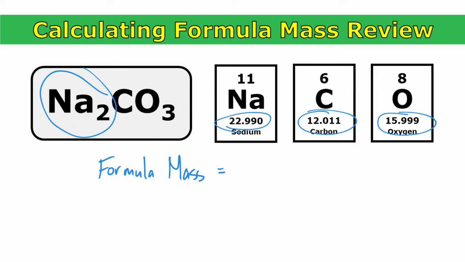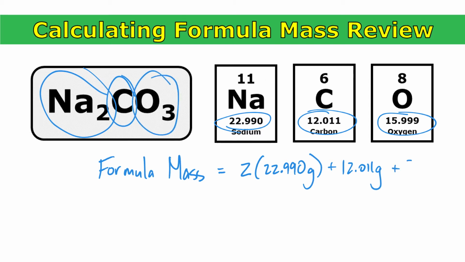So here I can see that there are 2 sodium, so I just need to multiply 2 times the atomic mass of sodium, and I'll add the atomic mass of carbon. There's only 1 carbon in this formula, so I only need to add 1 of the atomic mass of carbon. I have 3 oxygen though, so I'll add 3 times 15.999, and it really is that easy. So you just put all that in your calculator, and I find that the formula mass of sodium carbonate is 84.998 grams.